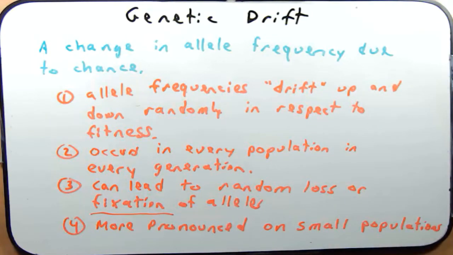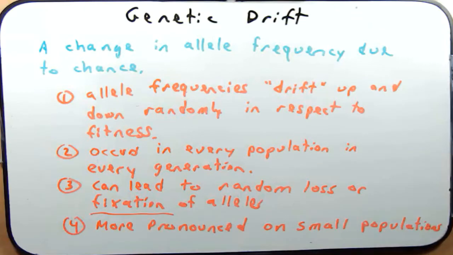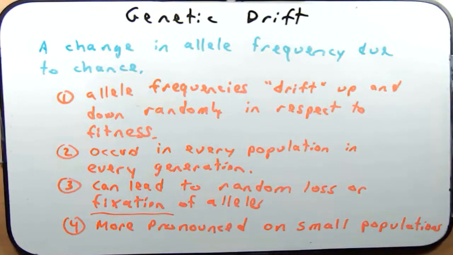While drift still has an effect on a large population, it's less noticeable. You're less likely to see a random loss or a fixation of alleles from a large population. In a small population, this is going to happen, losing alleles and fixing alleles, at a much more rapid rate.